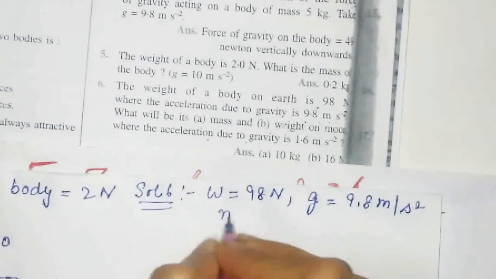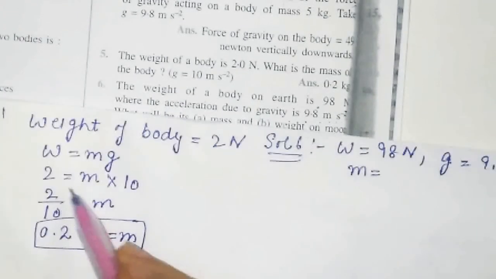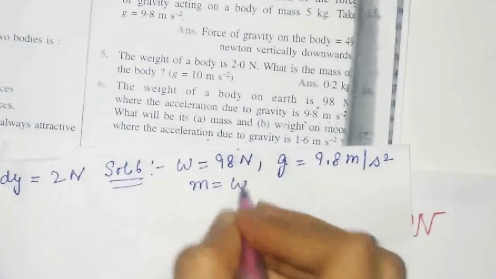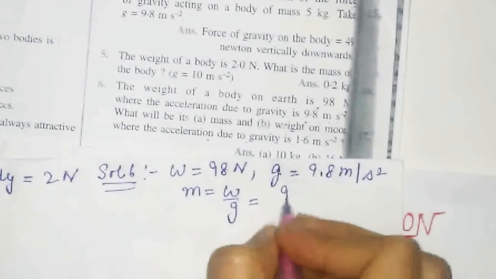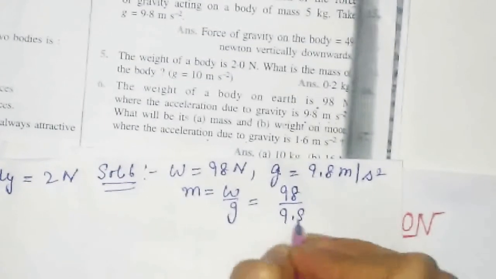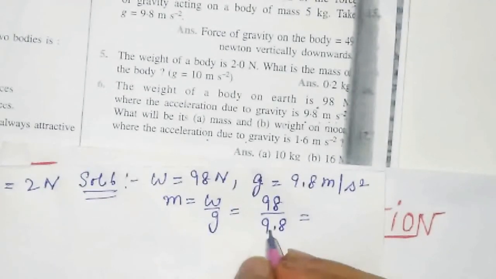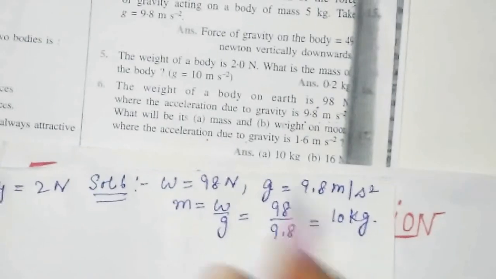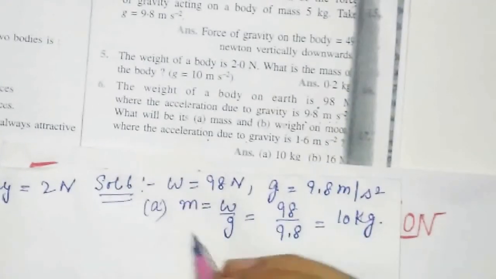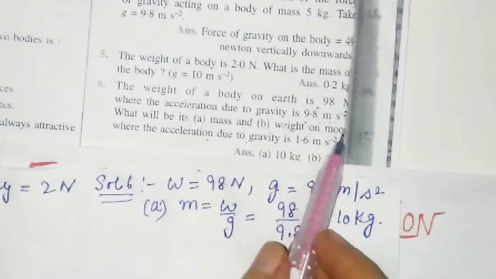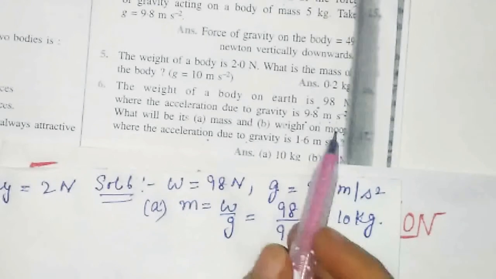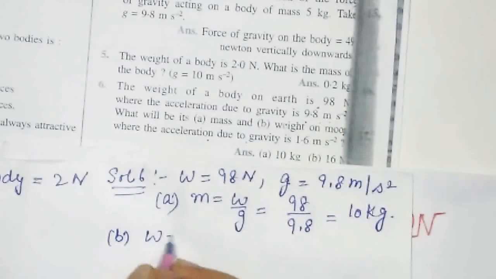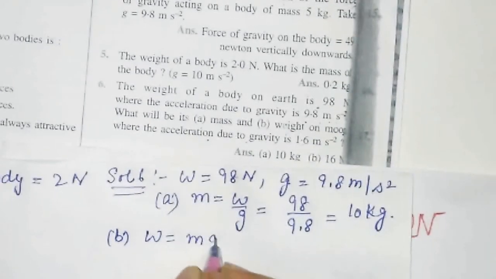Now we know, according to this formula, mass becomes W by g. So we can write simply W by g. Now put the value of W, 98, and g is 9.8. After solving this, we can write 10 kilogram. Clear? This is your answer of the first part. Now the second part, weight on moon. Now we have to calculate the value of weight on moon, where acceleration is 1.6. So the second part is weight is equal to m into g.